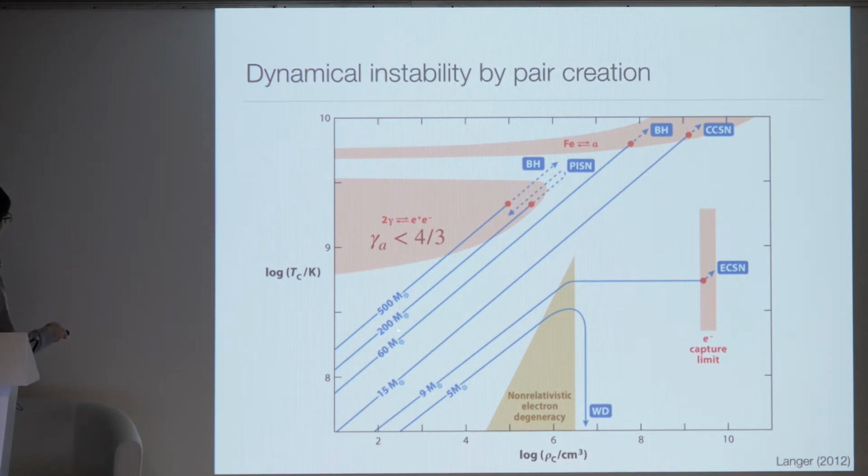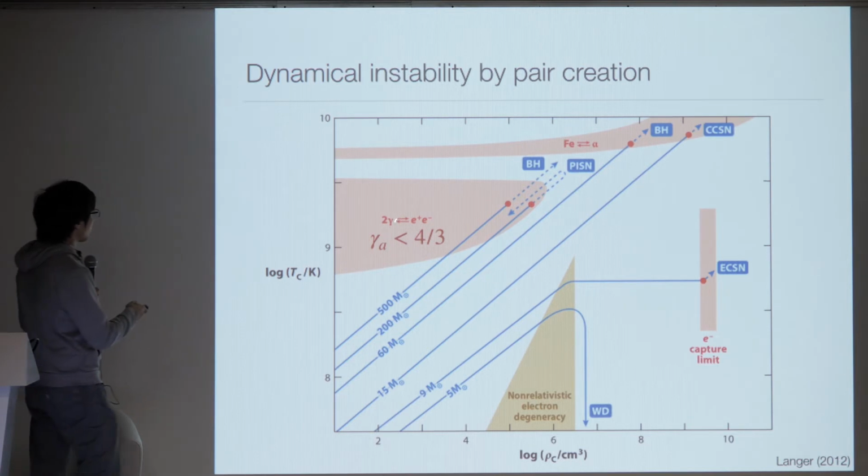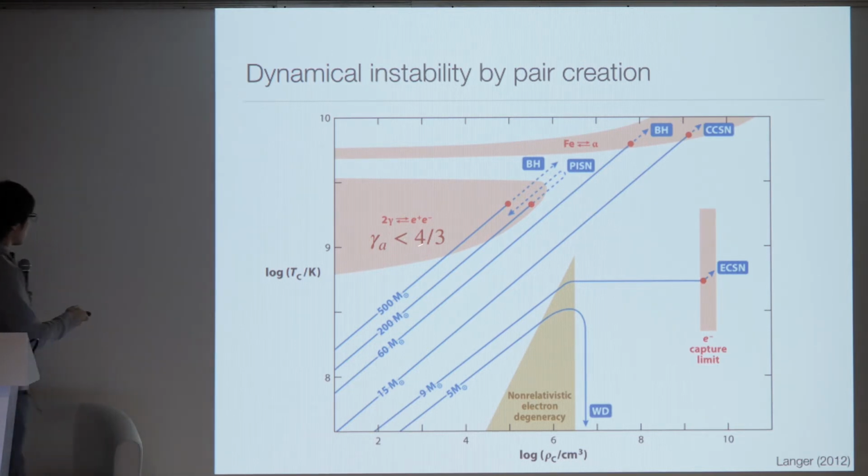So as the mass goes up, the line goes up, and then at some moment this stellar trajectory will hit this region. So in this region, what happens is that photons, which are giving the radiation pressure to support these stars, will be converted to electrons and positrons.